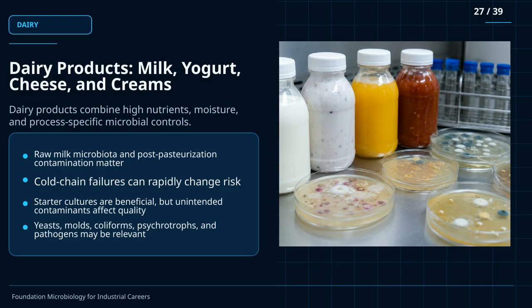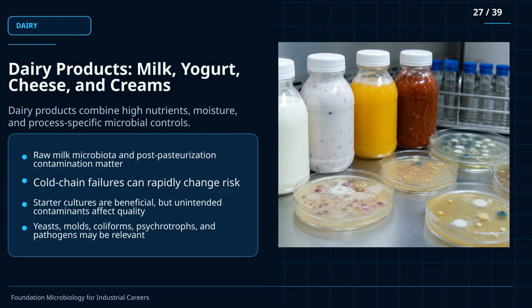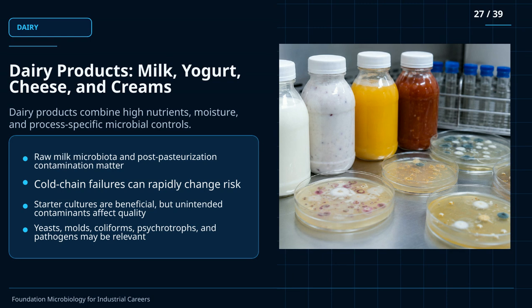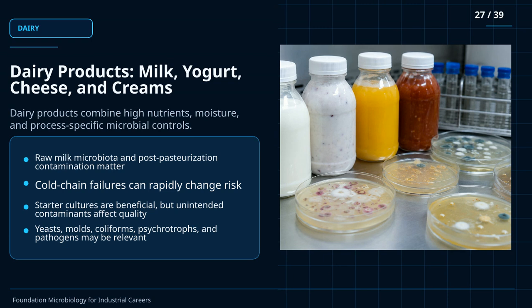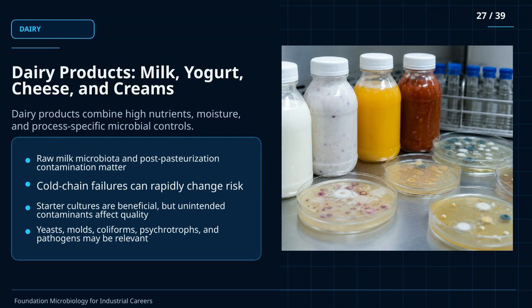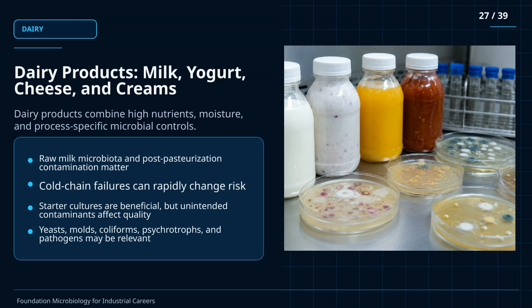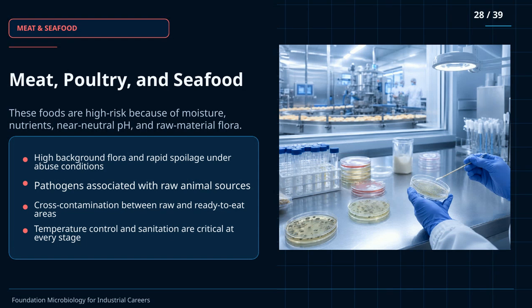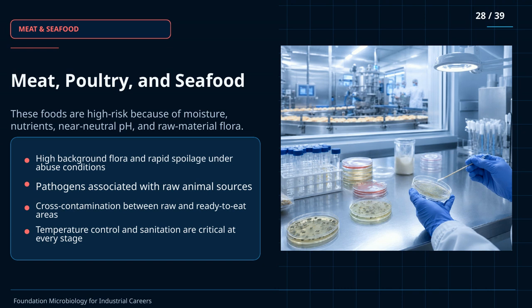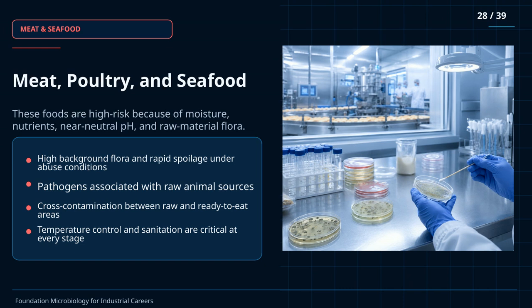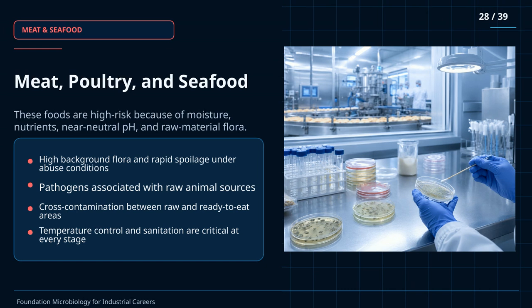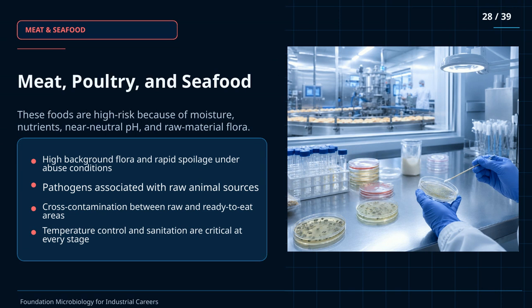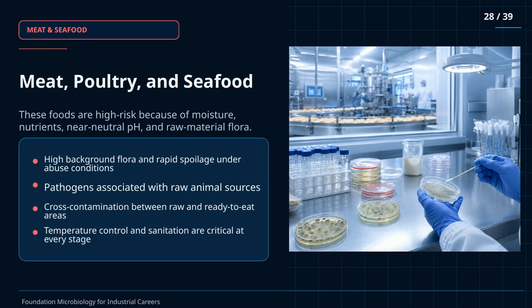Dairy products combine high nutrients, moisture, and product-specific microbial controls. Raw milk flora, post-pasteurization contamination, cold chain failures, and unwanted yeasts or molds can all affect quality and shelf life. Meat, poultry, and seafood are high-risk foods because of their moisture, nutrients, near-neutral pH, and raw material flora. Supplier quality, segregation, sanitation, validated cooking, and cold chain control are critical at every stage.